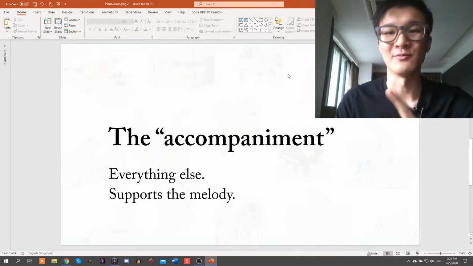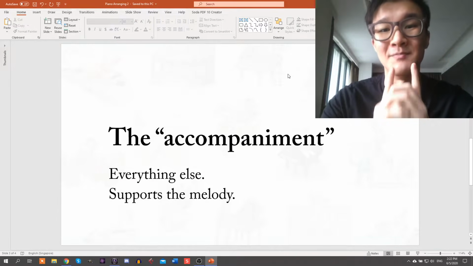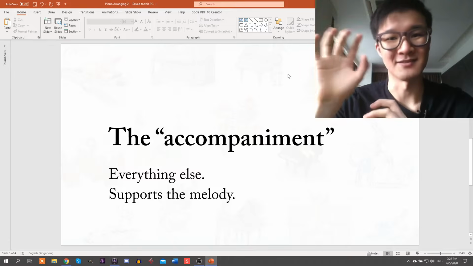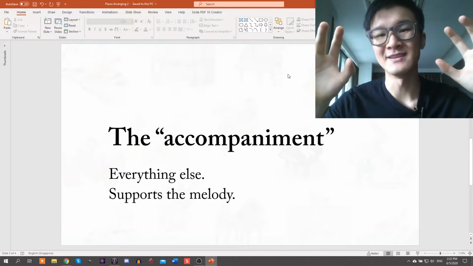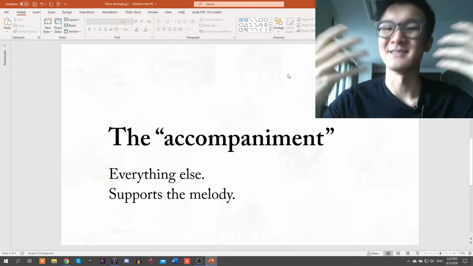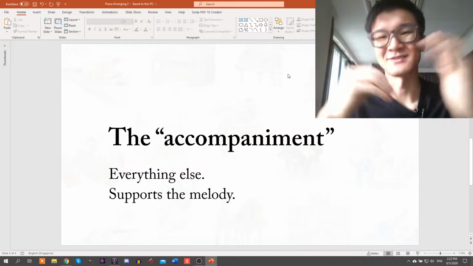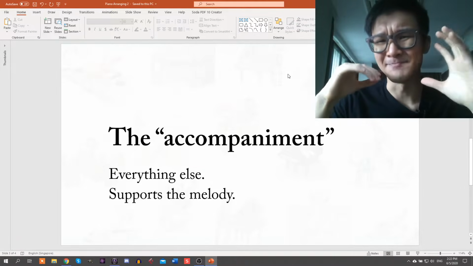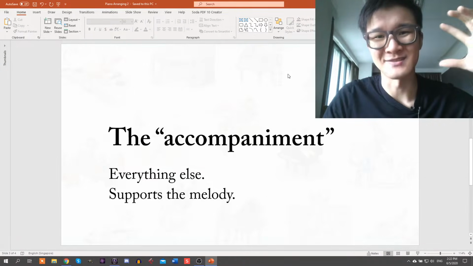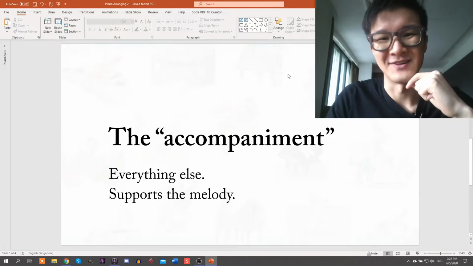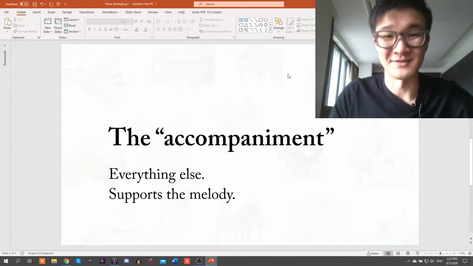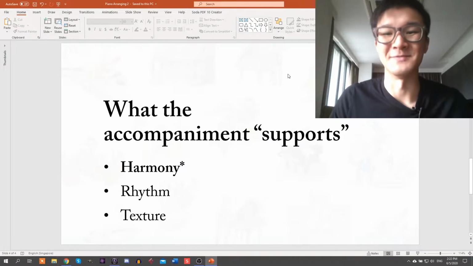And when you're playing the piano, you're playing both. You're playing the melody in the right hand and the accompaniment in the left hand. And of course, you've got to coordinate it. That's a different story. But that's the magic of the piano, and that's what makes it so awesome to arrange for. Now, of course, the question is this: what's in the accompaniment?